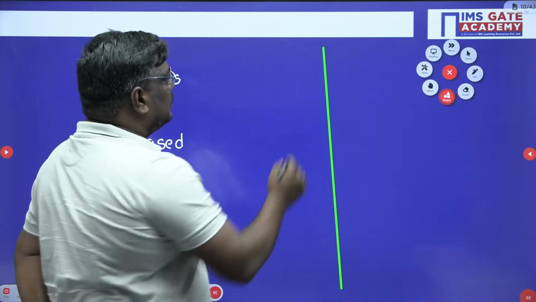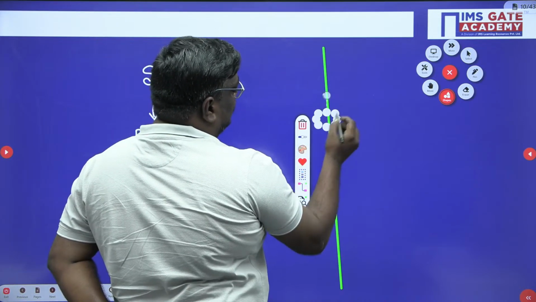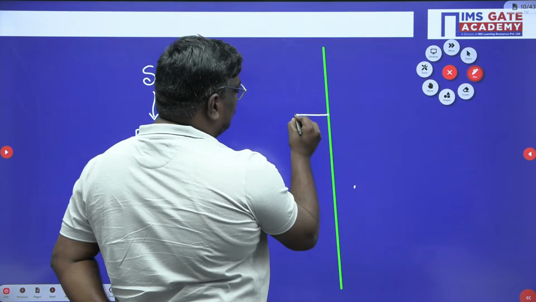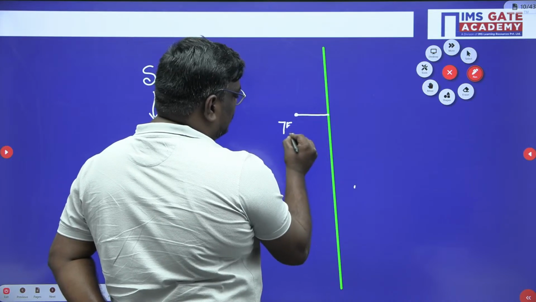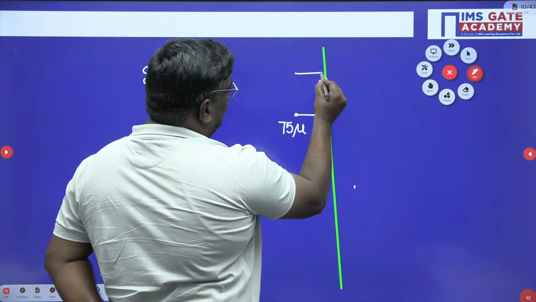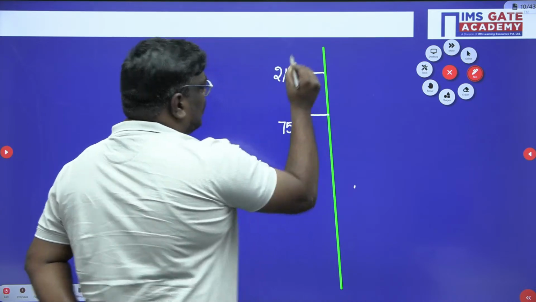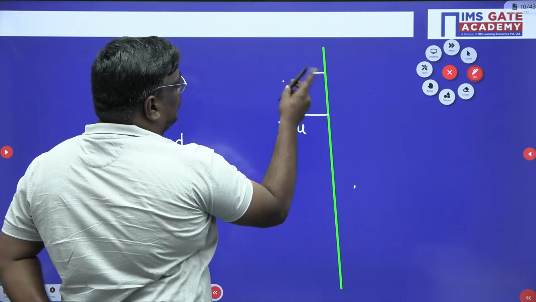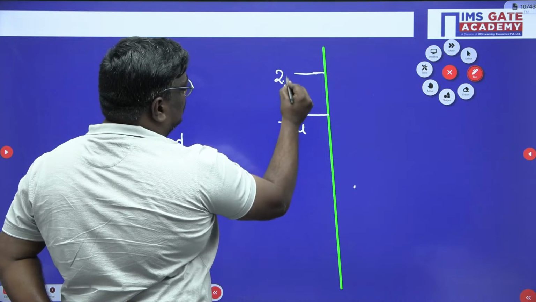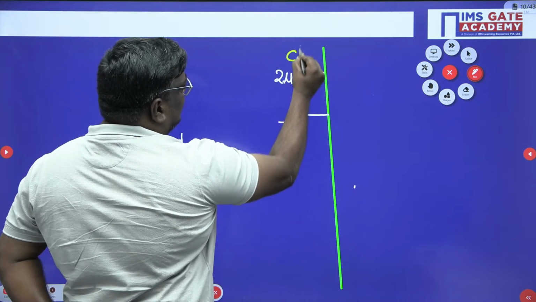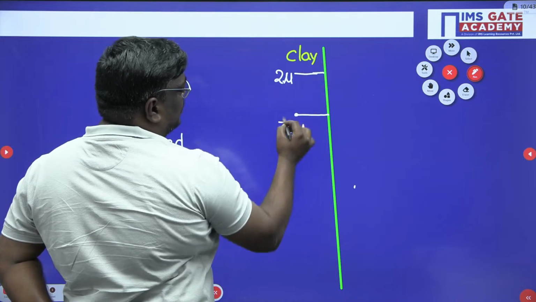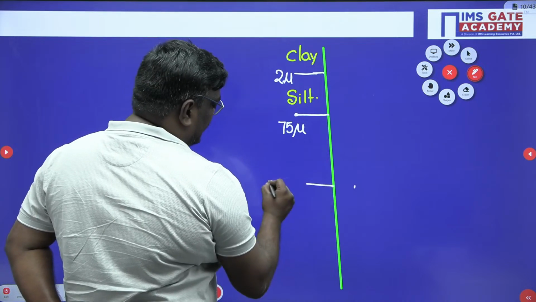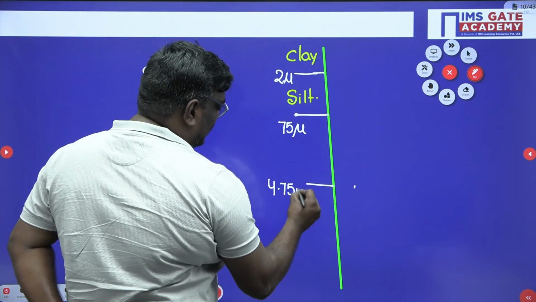Now see students, here I can say up to 75 micron, and here I can put it as 2 micron. Below 2 micron we call it clay. From 2 micron to 75 micron, we can call it silt, and up to 4.75 mm, you can call it sand.